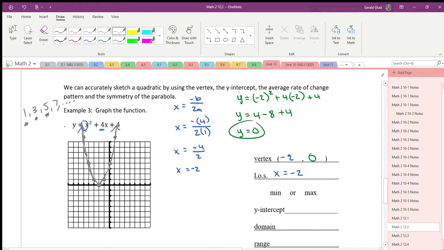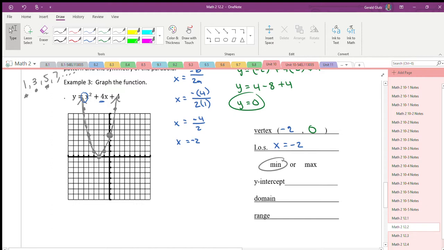So I didn't find the y-intercept, but if I had done the y-intercept, I would have plugged in 0. So 0 plus 0 plus 4. So (0, 4) would have been my y-intercept, which is right here. So that is on my graph. This graph has a minimum.